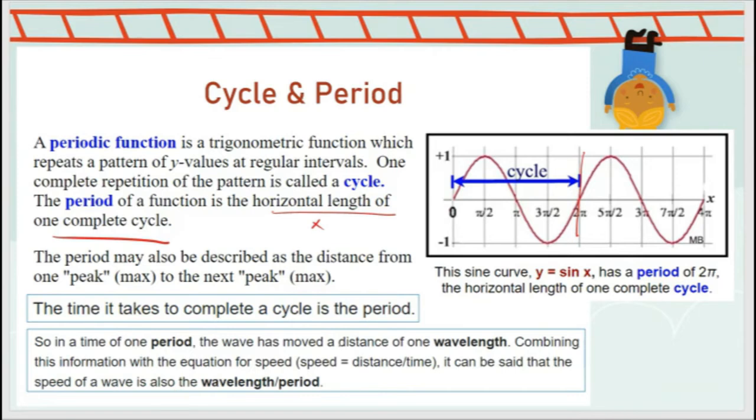Okay, so in other words, this one we call wavelength. Sometimes we call it wavelength, the length of the wave. Okay, that's what we call the same meaning. Cycle and period. So now you understand the difference between cycle and period. One cycle, what's the length for one cycle is period.